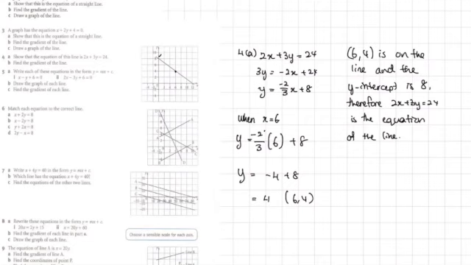Okay, and then they ask us to find the gradient. So as you can see, if we rearrange already, we already can find the gradient here. So gradient is equal to -2/3.